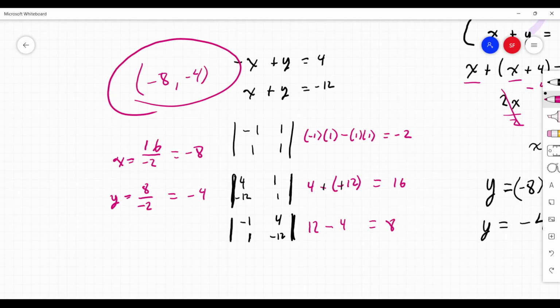So how do you know which one is X and which one is Y? X is first and Y is second. So the one that you replace, since here we replace the X's, this is X. And since here we replace the Y's, this is Y. Great question.